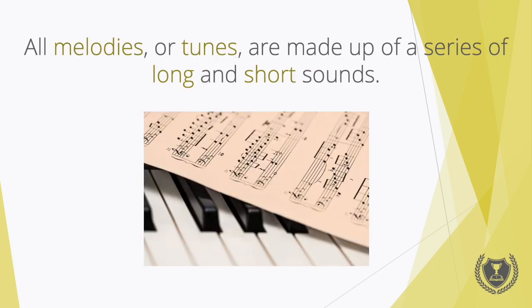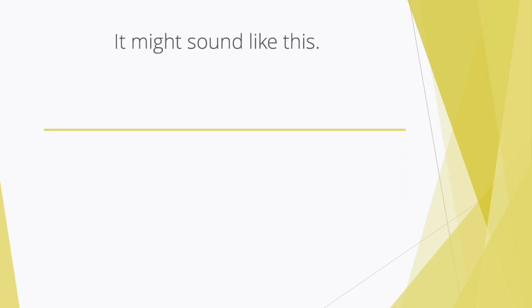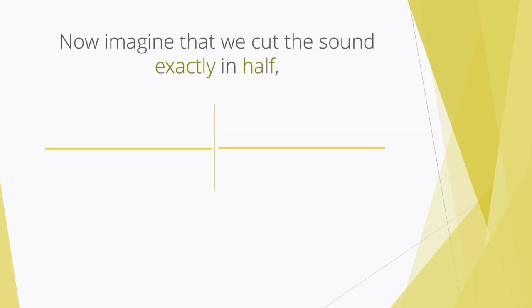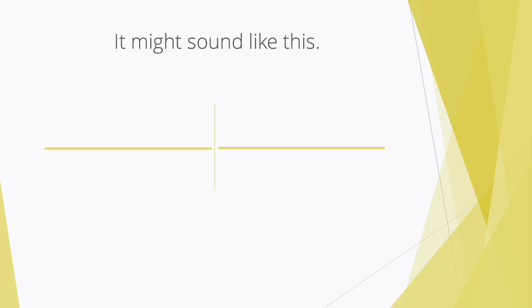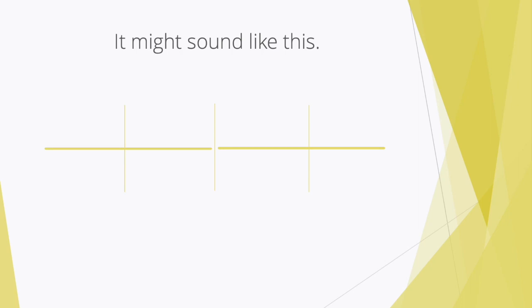All melodies or tunes are made up of a series of long and short sounds. Imagine that a sound is made at the start of this line and is stopped at the end of the line. It might sound like this. Now imagine that we cut the sound exactly in half. It might sound like this. And if we were to cut the sound into quarters, it might sound like this.